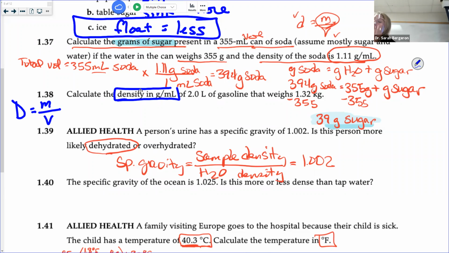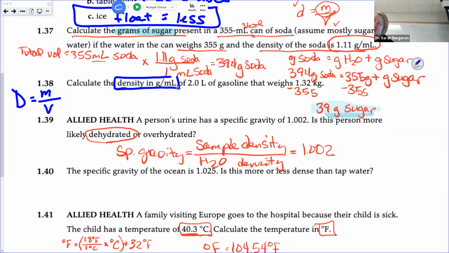Grams per milliliter. So if I'm given a problem where I'm asked to calculate density in grams per milliliter, and I'm given a value, 2.0 liters of gasoline. Am I in the right unit? Oh no. And that gasoline now weighs 1.32 kilograms. Am I in the right unit? I am not in the right unit. So what am I going to have to do? Convert. I need to convert. So I'm going to have to do 2 conversions. I'm going to have to convert from liters to milliliters, and from kilograms to grams.